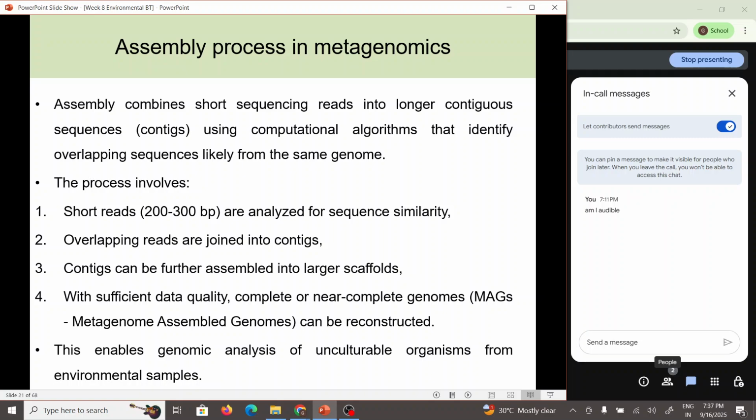So here we neither did any culturing nor any PCR, but we are able to identify each of the organisms that is present in the environmental sample. So the first step is sampling, the second step is DNA extraction, the third one is sequencing, and then we go for the assembly.